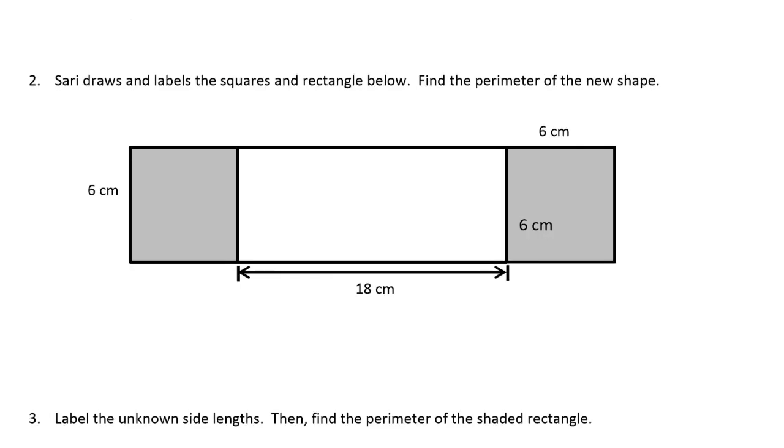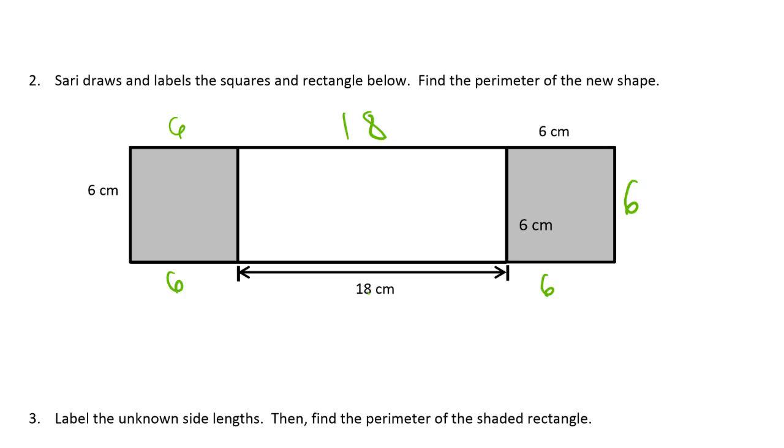Sari draws and labels the squares and rectangle below. Find the perimeter of the new shape. So this is another one of those puzzles. It just looks different. We have 6 centimeter squares, it looks like. So that's a 6, that's a 6, that's a 6, that's a 6. If that's 18, then this is 18. And now we can just add up all those numbers.